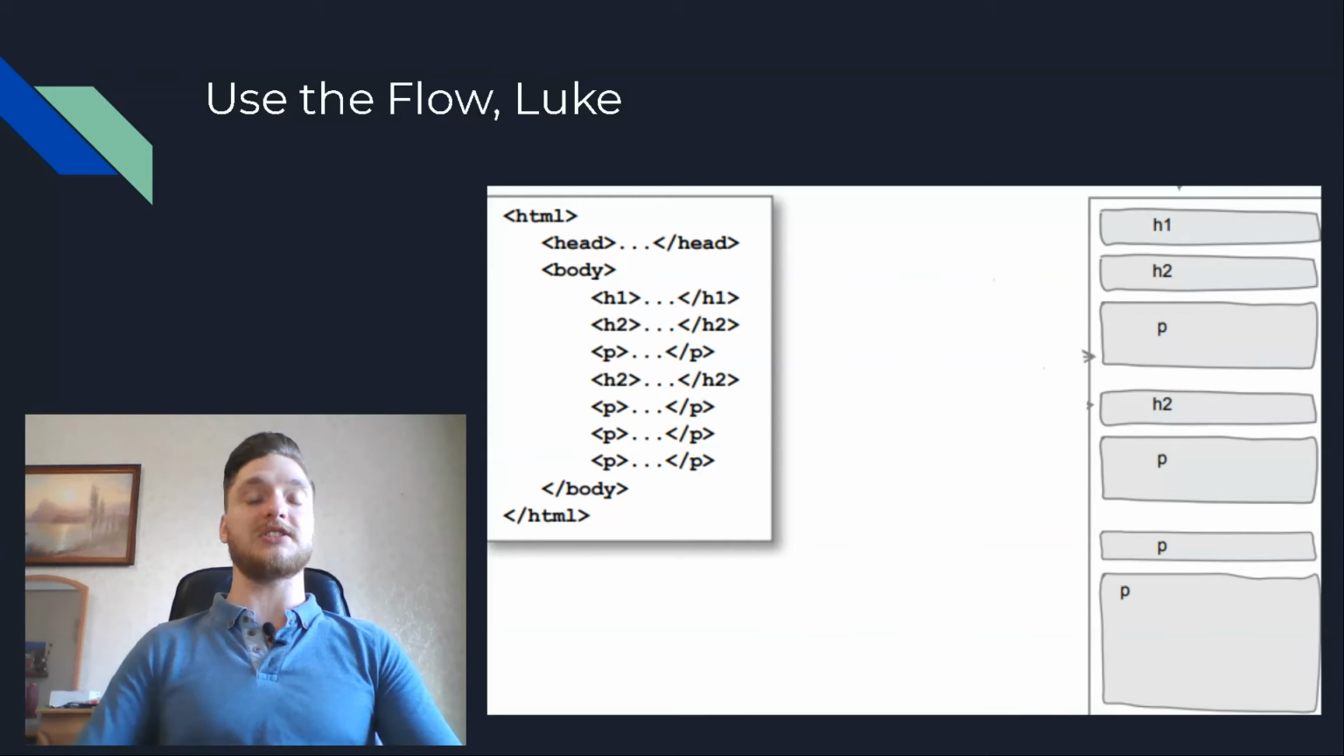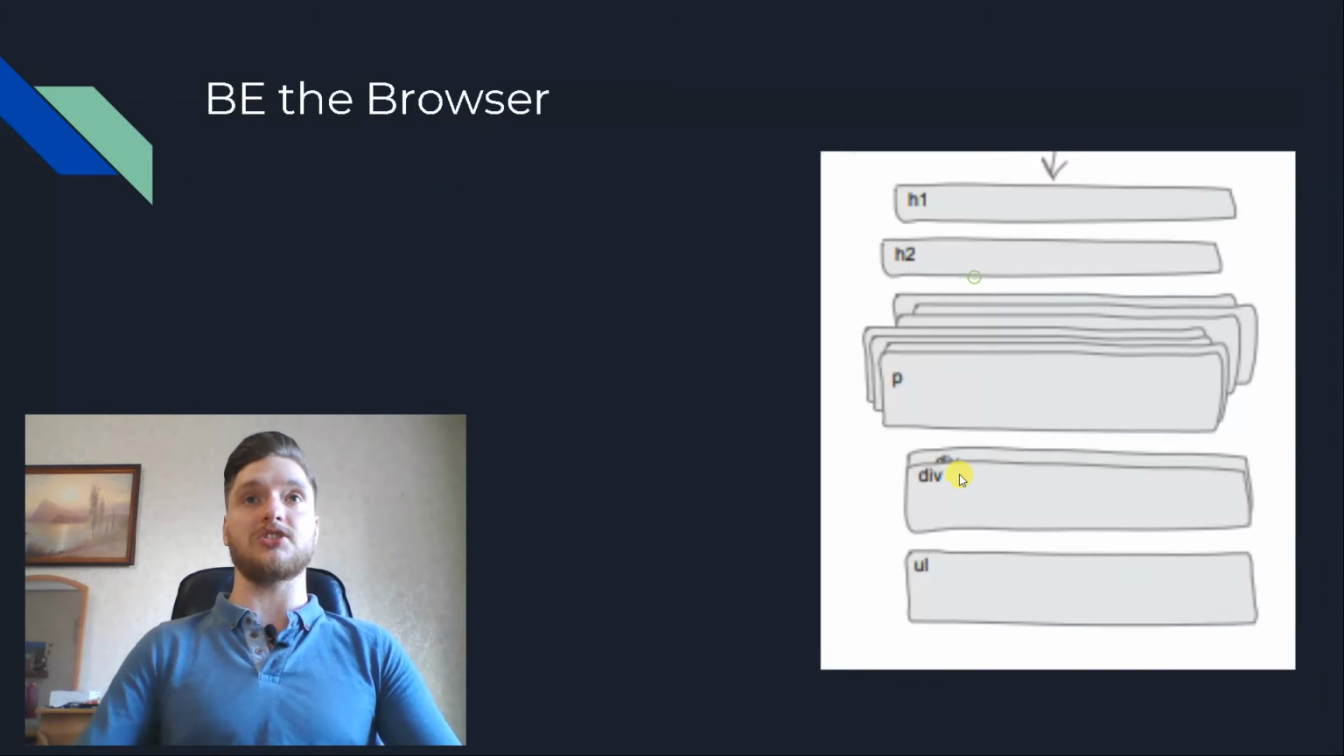Each block element is taken in the order it appears in the markup and placed on the page. Each new block element causes a line break. Notice that elements take up the full width of the page.